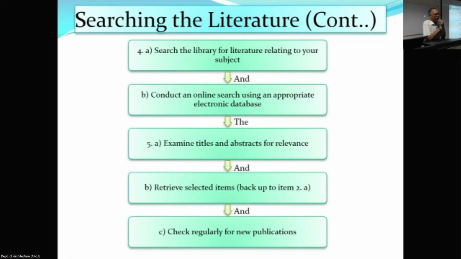How many of you have your Google Scholar account? How many of you have? You get the message for new papers which come in regularly.